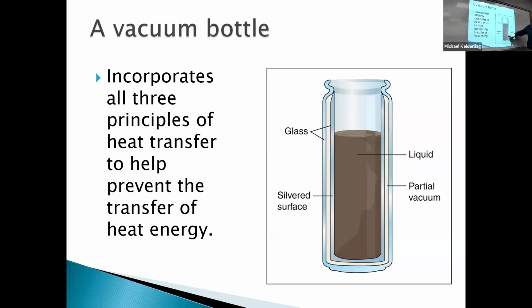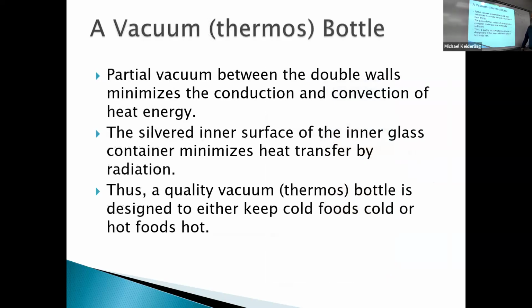radiation transferring. The vacuum prevents conduction because there's nothing to conduct, and convection because there's nothing to move around and convect. So the partial vacuum between the double walls minimizes conduction and convection of heat energy. And the silvered inner surface of the inner glass container minimizes heat transfer through radiation.